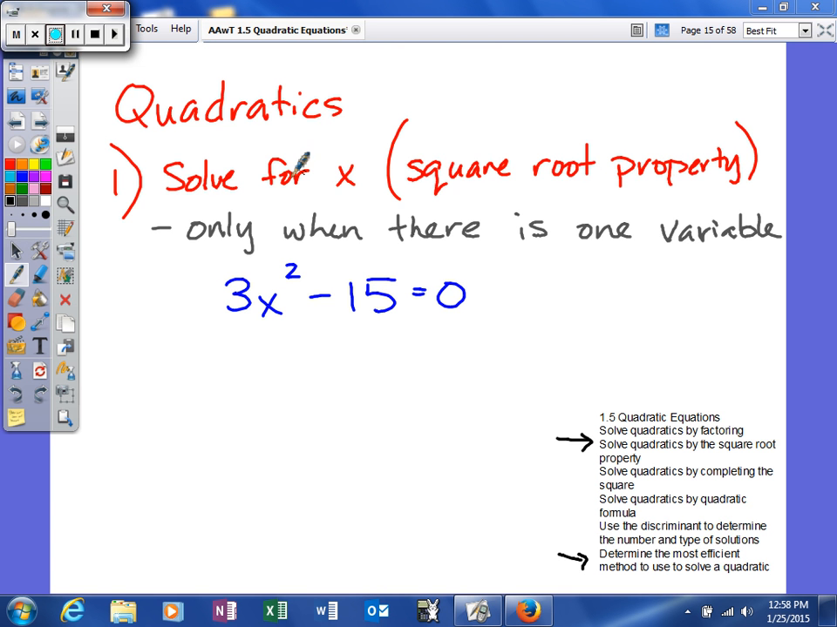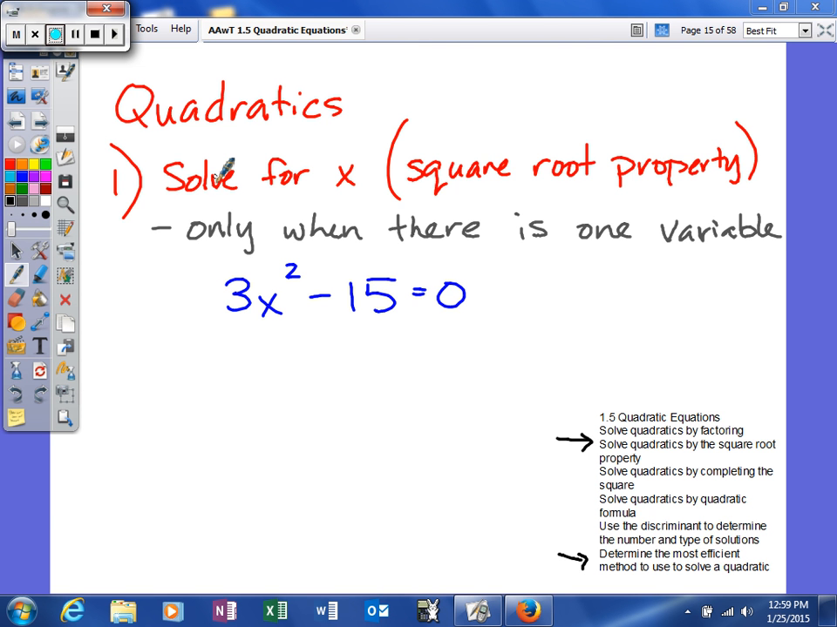Basically, in layman's terms, that's to solve for x. And I use this one when there's only one variable. So if we have multiple variables, we probably shouldn't, or you can't, use this method because you can't define x in terms of itself. So you can only use this method, you can only solve for x, when you have one x. So here's the first example we're going to do.